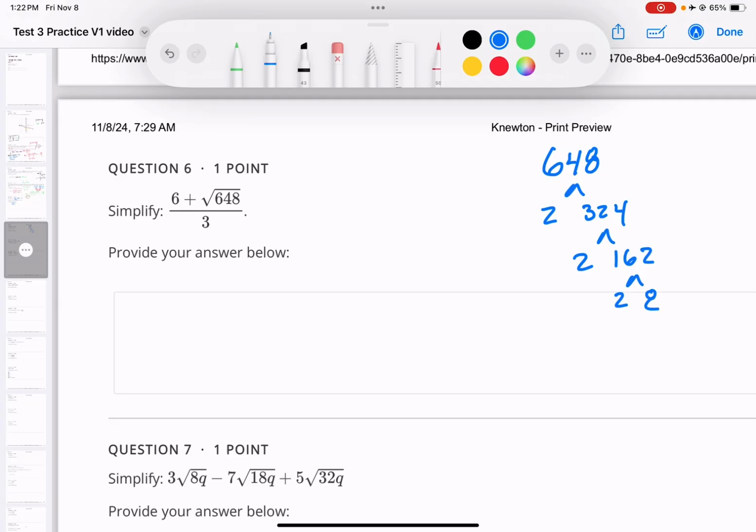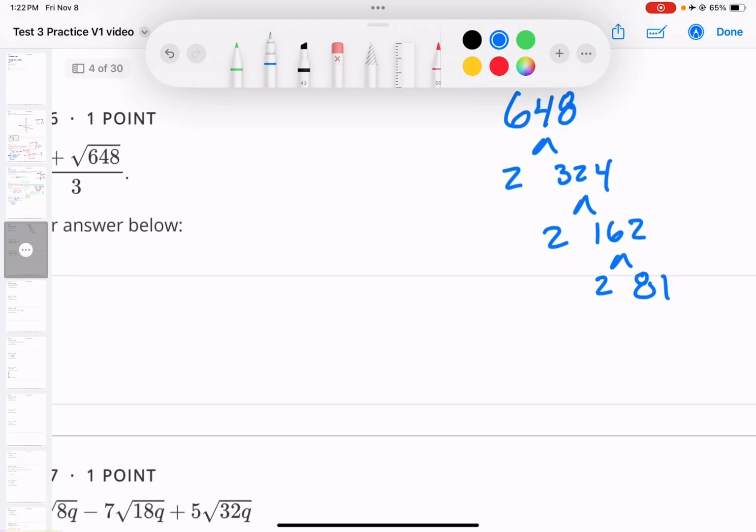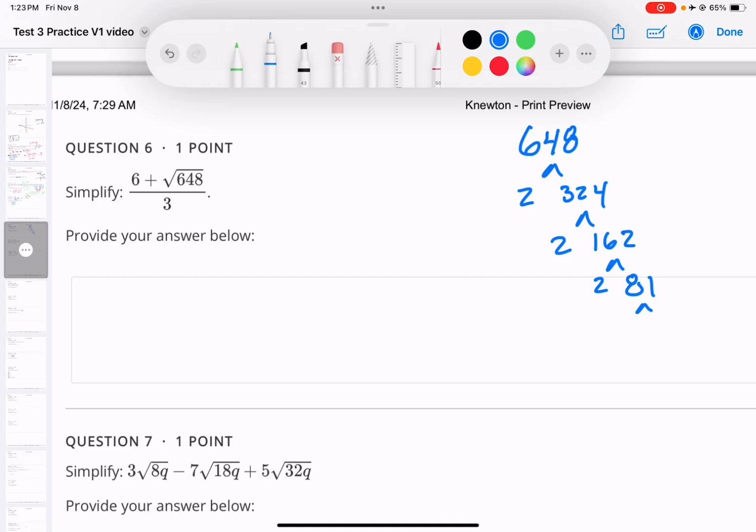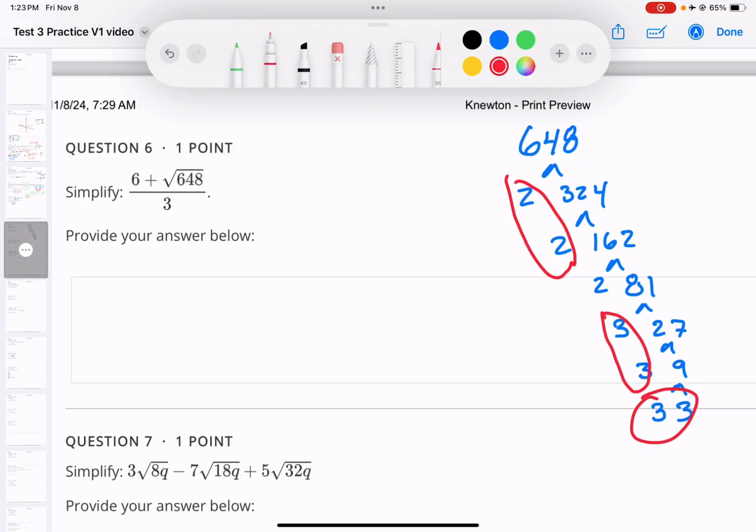That gives 81. 81 is not divisible by 2, but it is divisible by 3, which is going to be 27, which is 3 and 9, and then that is 9, or 3 and 3. Okay, so I know that I'm doing a square root, so I got to do groups of 2. And then I have my lonely loner right here. So he's staying under the radical. So I got 6, and then the 2 times the 3 times the 3 is going to be 18. And then I got a root 2.